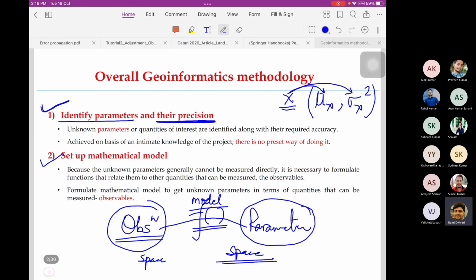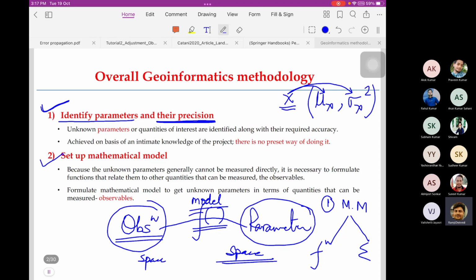Okay, so formulate a mathematical model to get unknown parameters in terms of quantities that can be measured, which is observable. Now you need to understand this part very carefully: in geoinformatics, the first step is the functional model. The mathematical model is of two types. One is the functional model and another is the stochastic model. It's a very particular way of understanding.